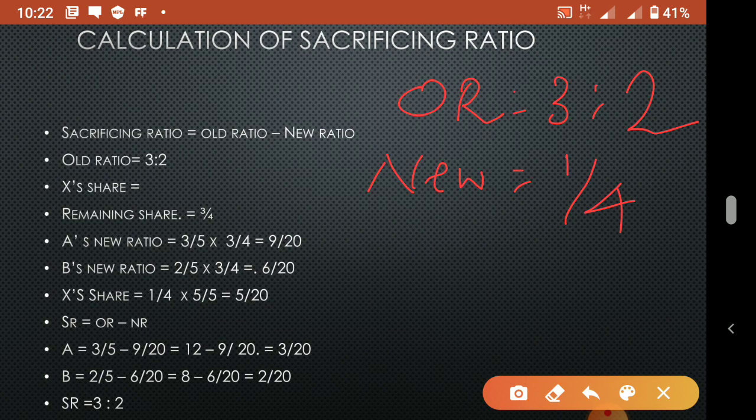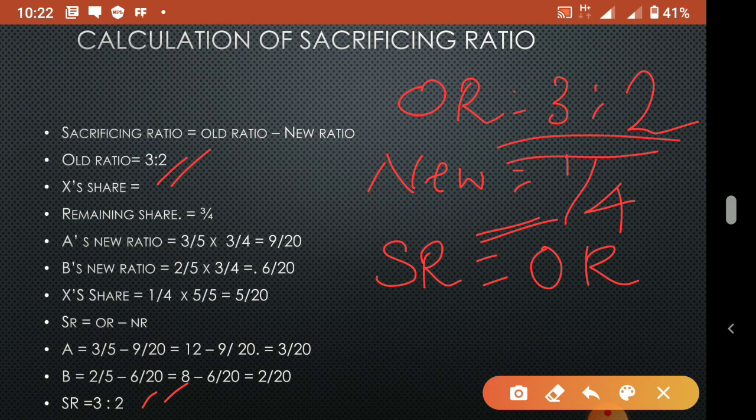So there is no need to calculate the sacrificing ratio. The sacrificing ratio itself will be the old ratio. Understood? If you calculate also, you will get 3:2 only. So whenever this type of question comes, there is no need to calculate the new ratio and then the sacrificing ratio. That much time you can save. So the old ratio itself will be the sacrificing ratio. Remember the case when the old ratio is given and the new partner's share is given. Understood? In this case the old ratio itself will be the sacrificing ratio.